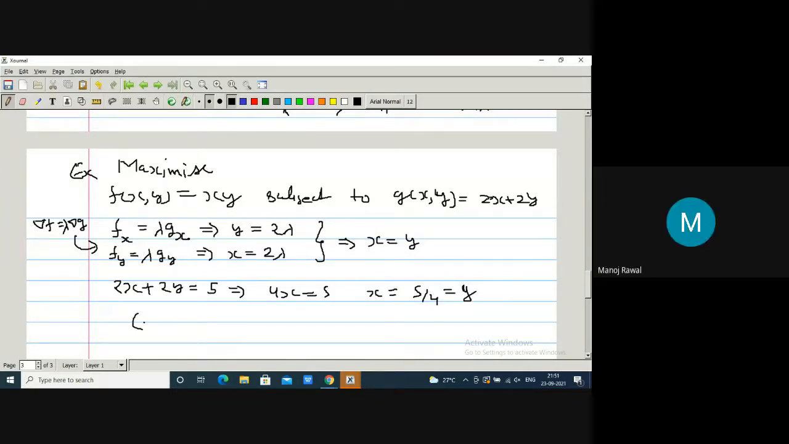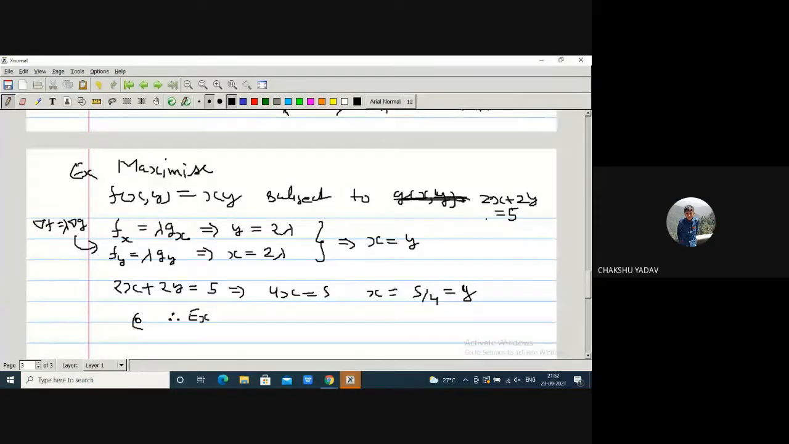Sir, are we taking this 5 according to our choice? No, this is given in the question. There is no choice. Where did we write it? Yes, I wrote g(x, y) and that is why I face this problem. It is: subject to 2x plus 2y is equal to 5. Yes, sorry. Is that fine now?